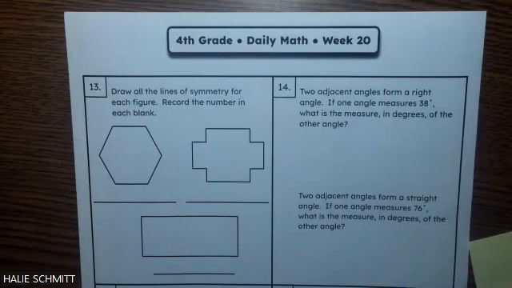Guys, welcome back. We are looking at the daily math week 20, questions 13 through 16. We are on page 16. So we're rolling this one all the way back to lines of symmetry. Please remember that lines of symmetry are the lines where one side looks the same as the other.